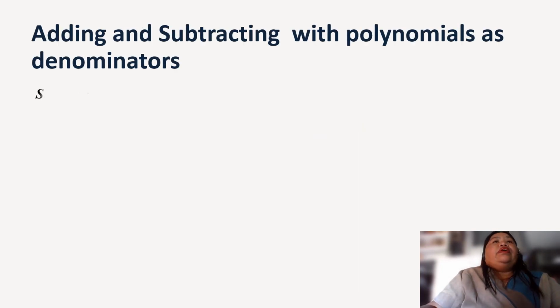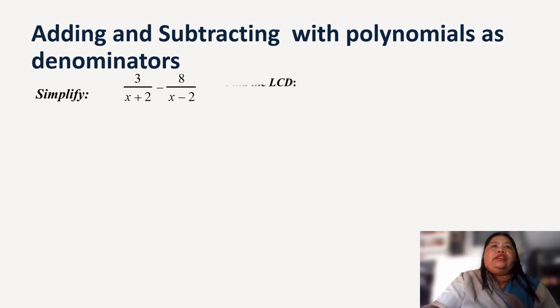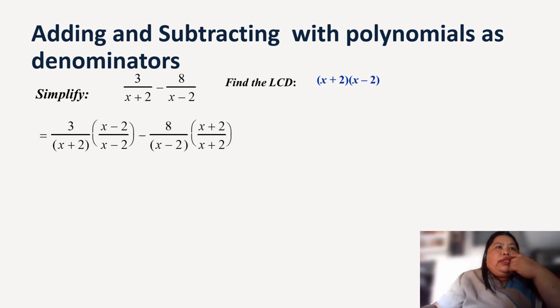Next, let's have another example. So let's simplify. Okay, so we have here 3 over x plus 2 minus 8 over x minus 2. Okay, this one is slightly difficult. Of course, the LCD is x plus 2 and x minus 2. That's the LCD. And then we multiply both sides. So we have here x minus 2 and then x plus 2.